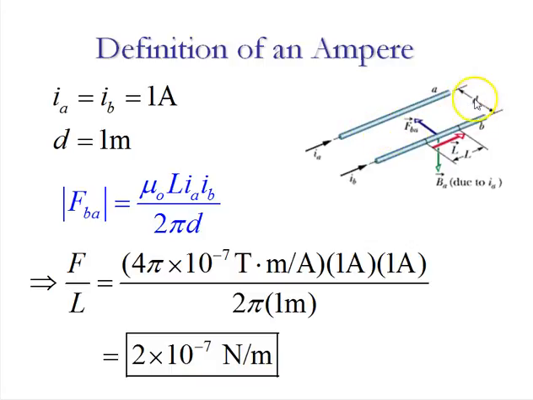So if we had 2 parallel currents, negligible cross-sectional area, distance d, 1 meter apart, each carrying a current of 1 amp, then our magnetic force per unit length, our mu naught, 4 pi times 10 to the negative 7 Tesla meter per amp. Our currents are both 1 amp, so we have our 1 amp squared divided by 2 pi times 1 meter. We get 2 times 10 to the negative 7 Newtons per meter. So the 2 pi cancels from the mu naught, and we end up with a 2. So that's our definition of an ampere.